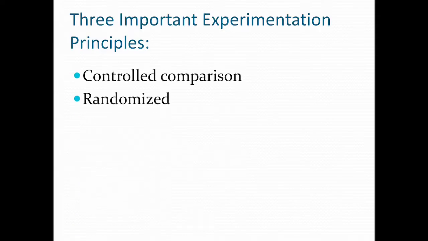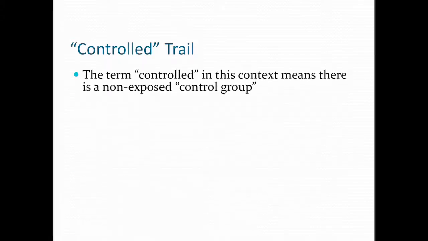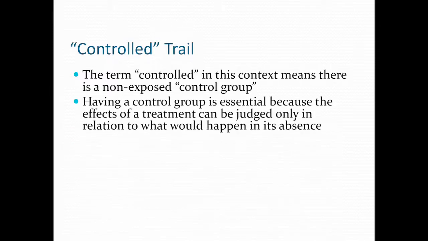So we have three important experimentation principles. First is controlled comparison. Second will be randomized controls. And lastly will be blinding. So controlled comparison, so we have a controlled trial here. The term controlled in this context means that there is a non-exposed control group. We have to measure it against what would happen if the drug isn't there, right? Having a control group is essential because the effects of the treatment can be judged only in relation to what would happen in its absence.